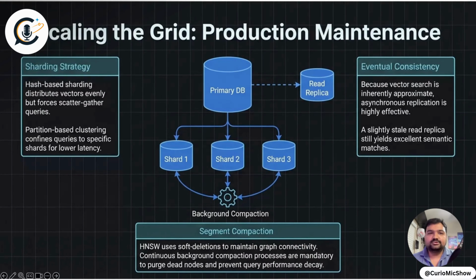Second, eventual consistency. Vector search is already approximate, so asynchronous replication can work well. A slightly stale read replica may still return strong semantic matches.